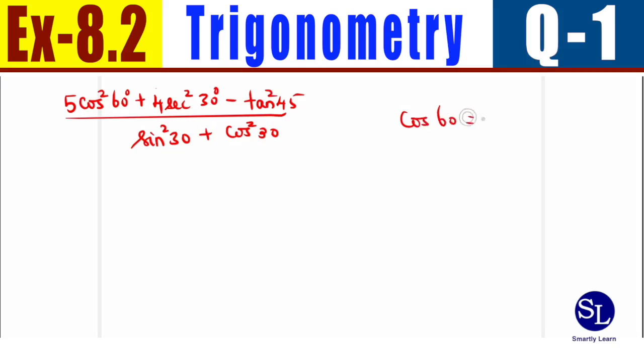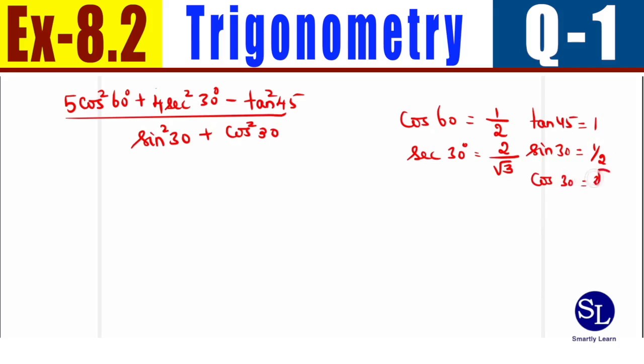Cos 60 degrees is 1/2. Secant 30 degrees is going to be 2/√3. Tan 45 is equal to 1. Sin 30 is equal to 1/2. And cos 30 is √3/2. Now all the values are here with us.